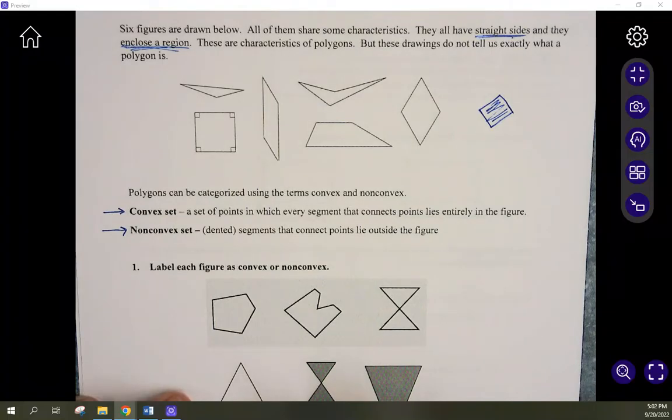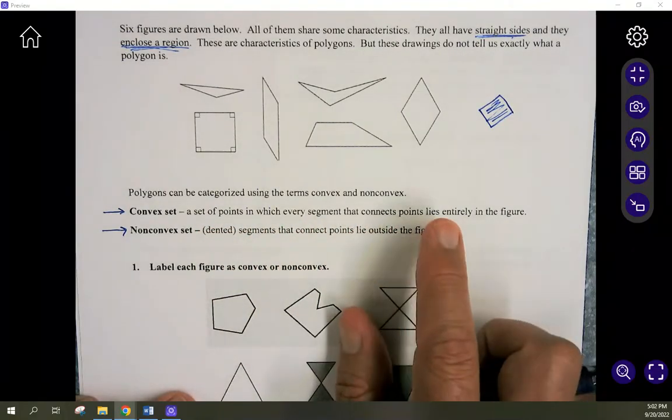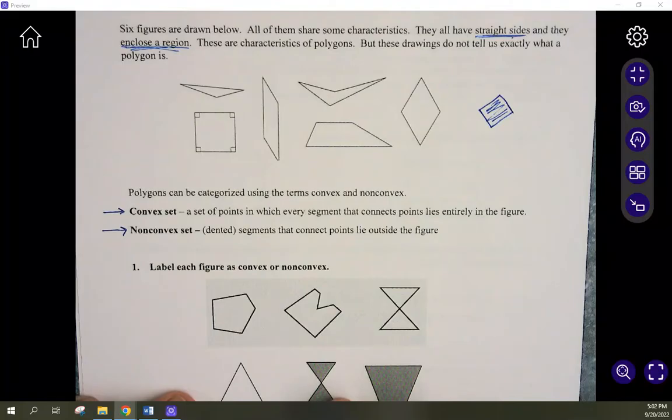If you read that 4 or 5 times, I still don't think you're going to understand what that means. A set of points in which every segment that connects points lies entirely in the figure. So it took me a while to break that down and try and figure it out. And I already knew what convex was. I could identify a convex shape and a non-convex shape. And this definition was still confusing to me.